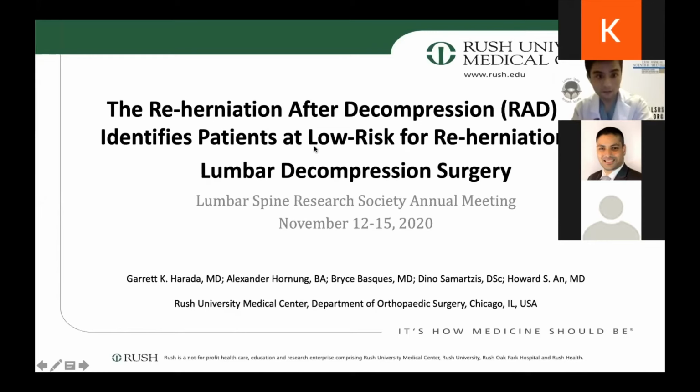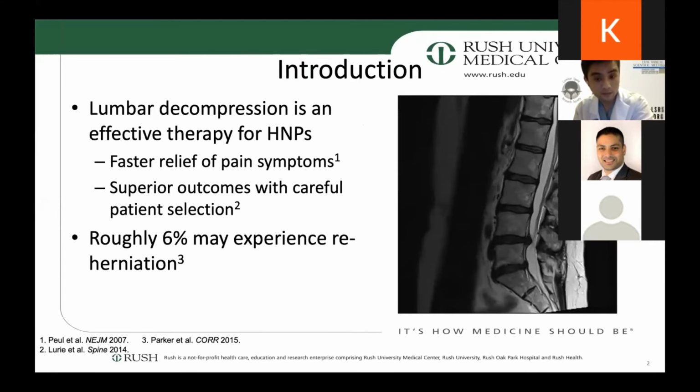Thank you, everyone. Today I'm going to be talking about the reherniation after decompression score and how it can be used to identify patients at low risk for reherniation after lumbar decompression surgery. So a bit of introduction and background.